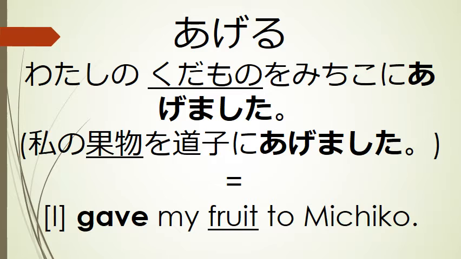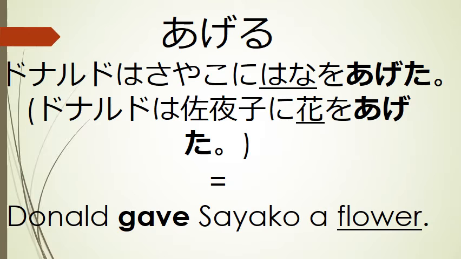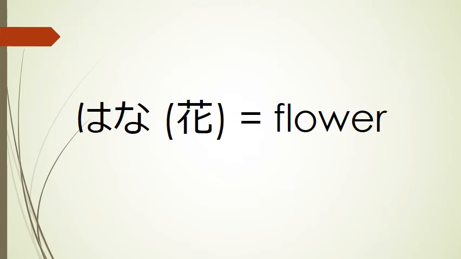So, for example, I could say, Watashi no kudamono o Michiko ni agemashita. And that would mean, I gave my fruit to Michiko. And that new word there, kudamono, means fruit. I could also say, Donarudo wa Sayako ni hana o ageta, which would mean, Donald gave Sayako a flower. That new word, hana, means flower.